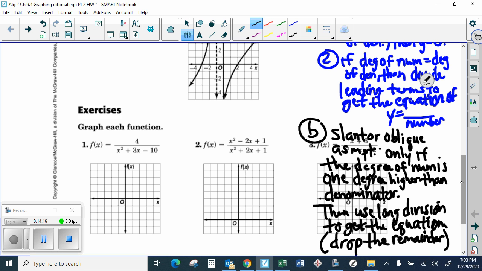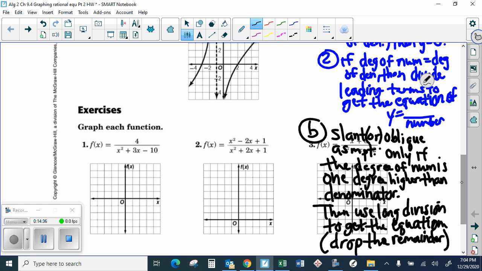Okay, so there's all your notes. I'll put parentheses in case you thought it was slanter. It's slant or oblique asymptote. Remember, they're the same thing.